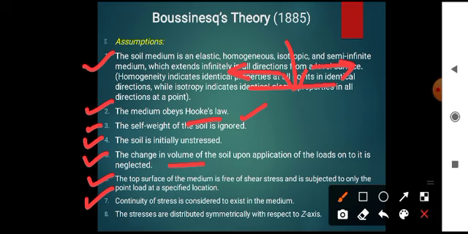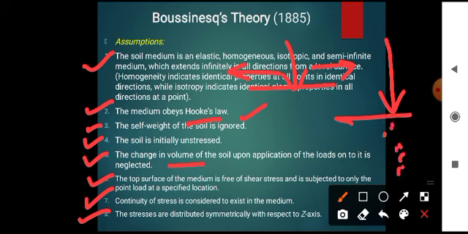Seventh one, continuity of the stresses is considered to exist in the medium, and the eighth one is that the stresses are distributed symmetrically with respect to the z axis. If you are considering the vertical stress beneath any point load, we are considering the effect which will be symmetric about its axis of application. The vertical stress is believed to be distributed in a symmetric manner. So, these are the assumptions of Boussinesq theory.